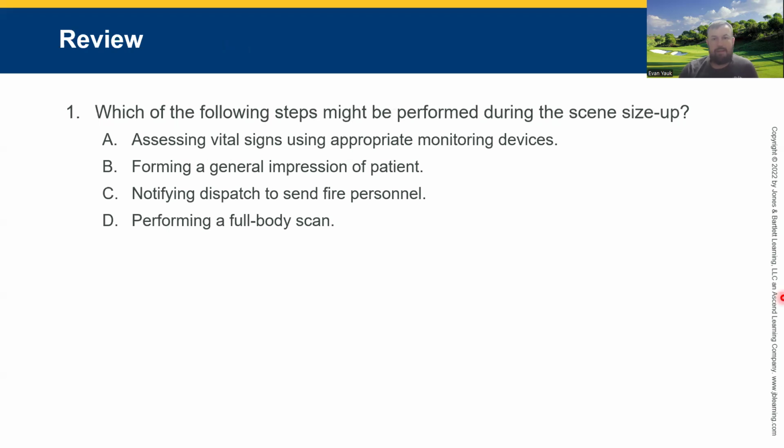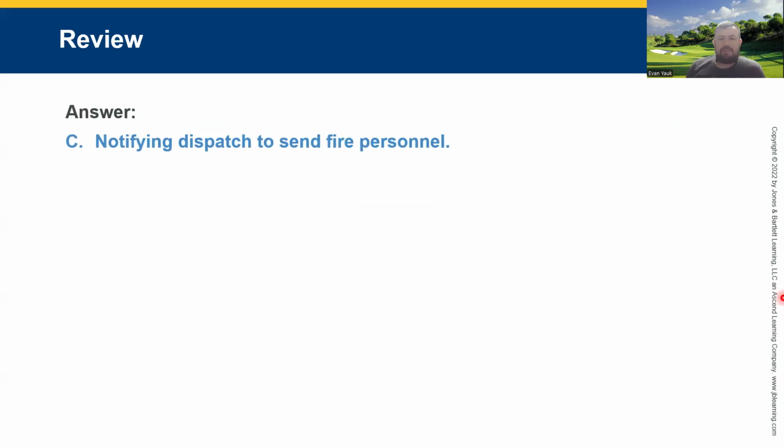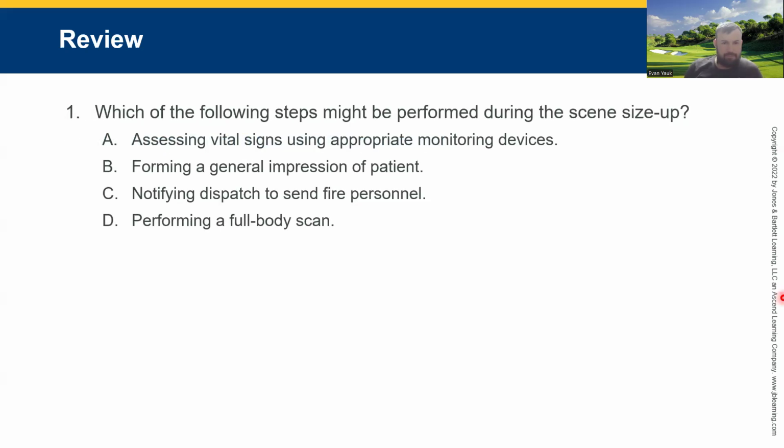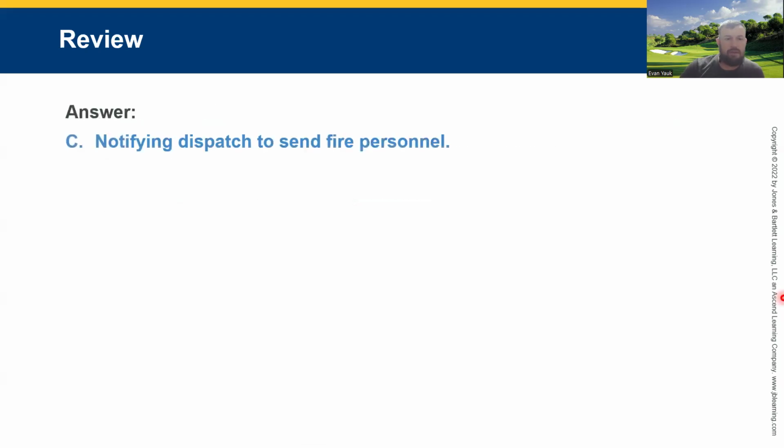So which of the following steps may be performed during a scene size up? Assessing vital signs, using appropriate monitoring devices, forming a general impression of the patient, notifying dispatch to send fire personnel, or performing a full body scan. It is C, notifying dispatch to send fire personnel. Why is that? Because at the very bottom of our scene size up, it says additional resources. So we might be calling for additional resources.